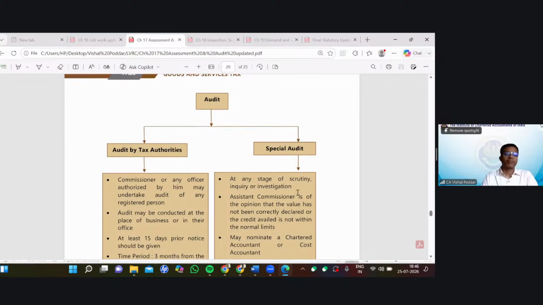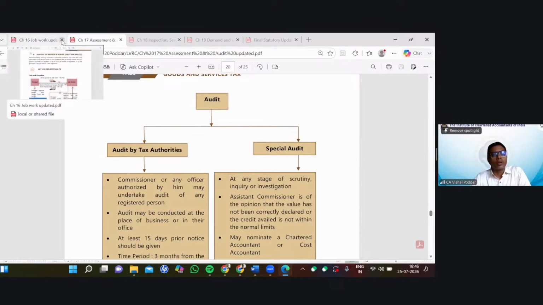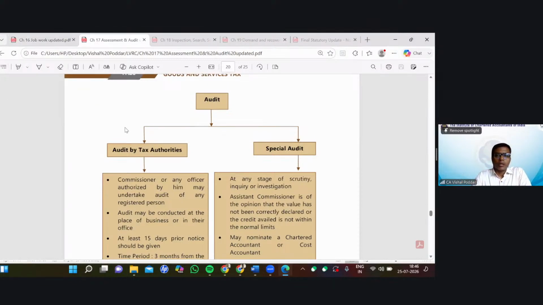Now students, we go to the concept of audit. Now we all know what audit is. We have done it even in our articleship. So audit basically, broadly, is the checking and verification of your records. Now here the purpose of audit in case of GST is to ensure that your tax computation, your ITC availment, your valuation, the classification, exemption eligibility, all are done properly by you.